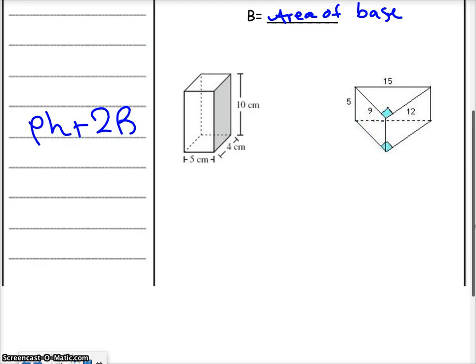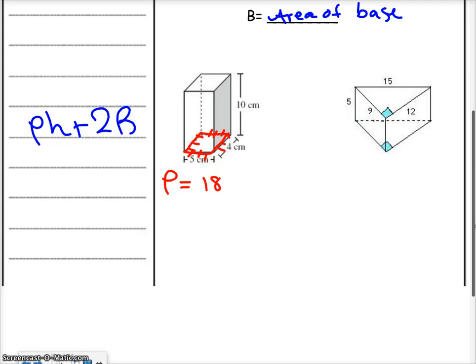Okay, so let's find the surface area of this prism. Ph plus 2B. So I want to find the perimeter. What's the perimeter of my base? 5 and 4 is 9, and another 9. So my perimeter is going to be 18. Because you got to go 5 plus 5 is 10, plus 4 and 4 is another 8.